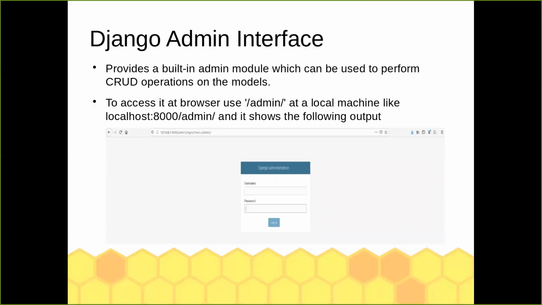The admin app django.contrib.admin is enabled by default and already added into the INSTALLED_APPS section of the settings file. To access it in the browser, use /admin. On a local machine, that is localhost:8000/admin, and it shows the following output.